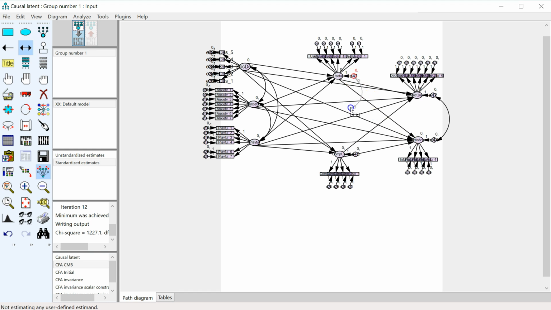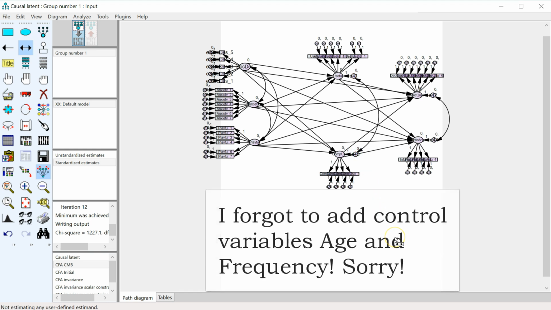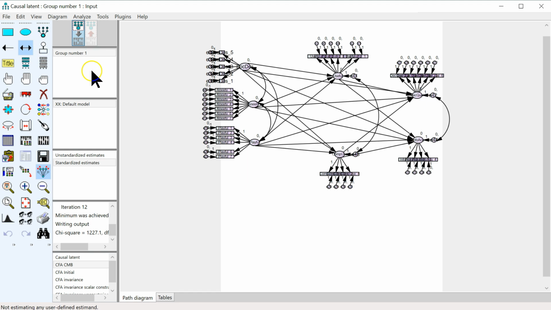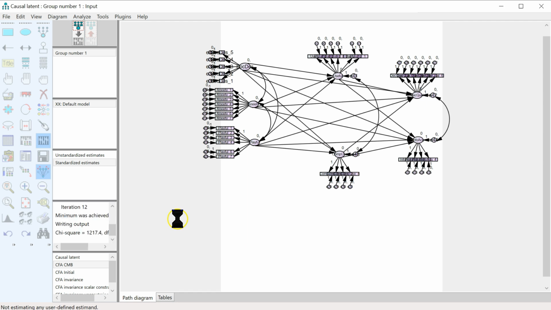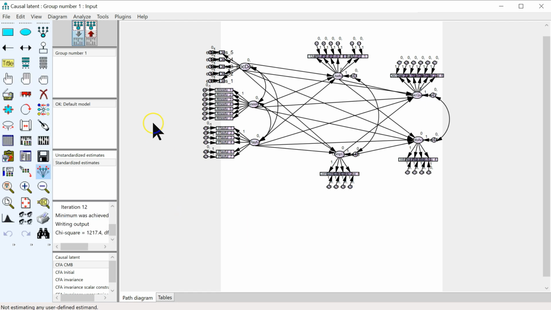I would argue that our mediators are also related, usefulness and comp use, so I'm going to covary their errors. Everything else I'm going to leave for now. I'm going to save this as causal latent. And let's run it and see what happens, see if it breaks. Hey, it didn't break. That's a miracle.